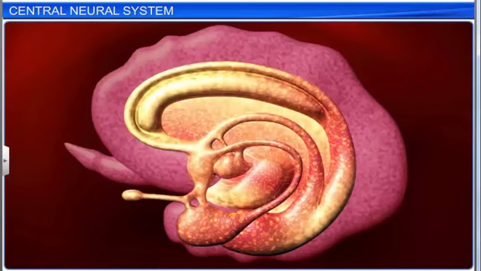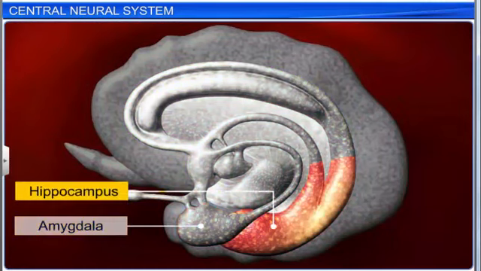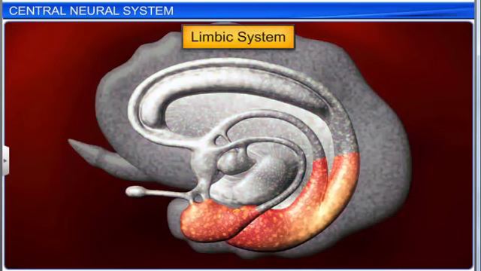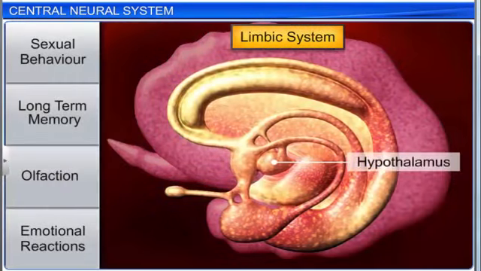The collection of structures within the forebrain, including the amygdala and hippocampus, is known as the limbic system. The limbic system, along with the hypothalamus, is responsible for the regulation of sexual behavior, long-term memory, olfaction, and the expression of emotional reactions such as excitement, pleasure, rage, fear, and motivation.